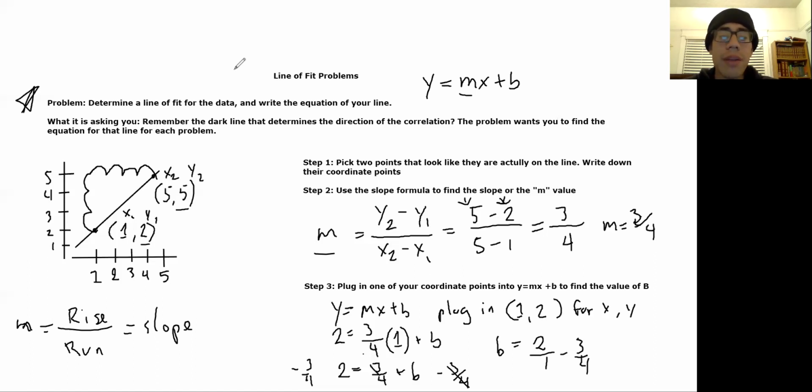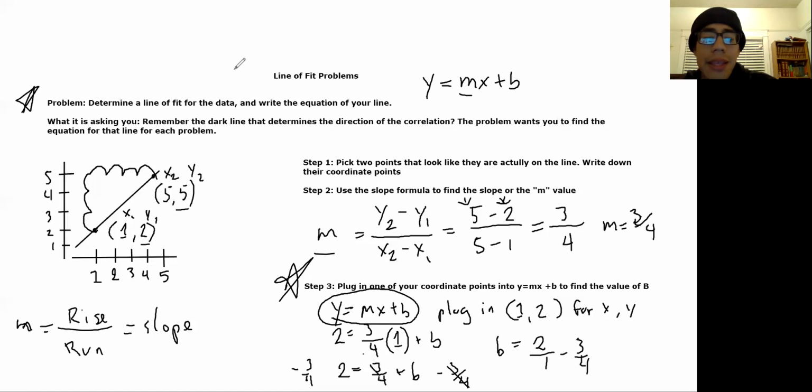So we're going to plug in one of the coordinate points. We're now in step 3. We're right here. We're going to plug in one of the coordinate points into y equals mx plus b to find the value of b. Now again, if you notice here, I started off with the original equation down here.